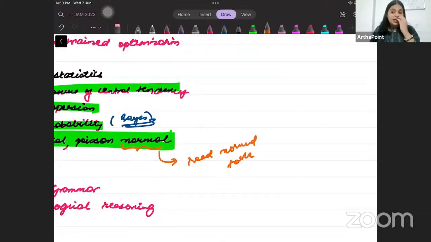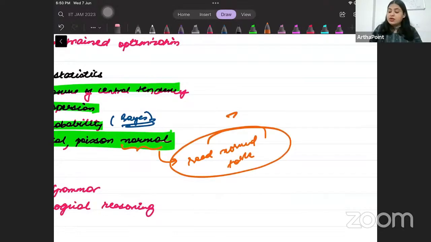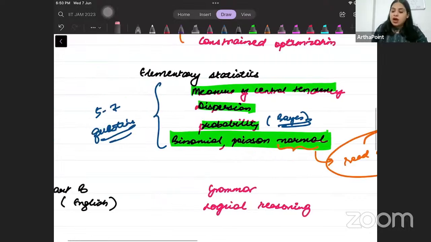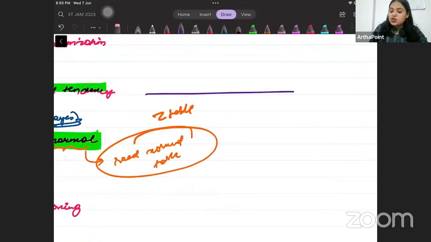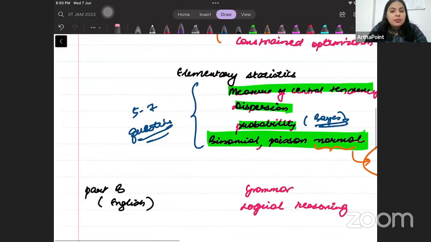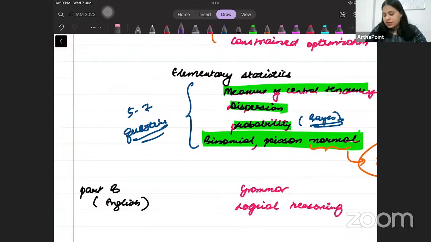The standard normal tables, the Z table, the T table, not T is not required, hypothesis is not coming, only probability is asked. So how to read the table and how to calculate probabilities using the table should be known to you. That will come in the exam this time. It is there in the sample paper also.